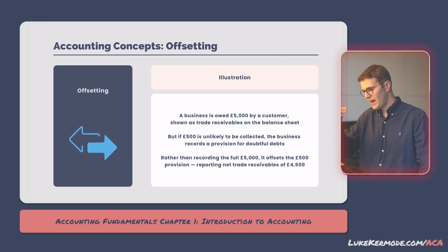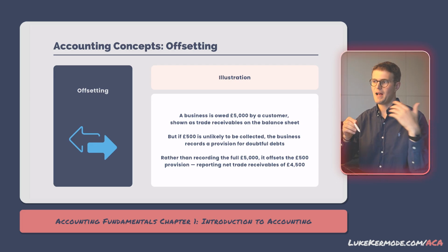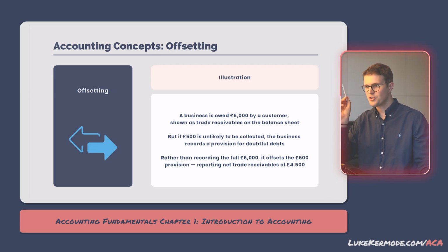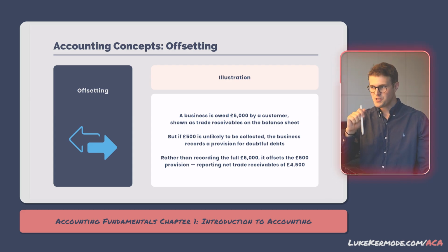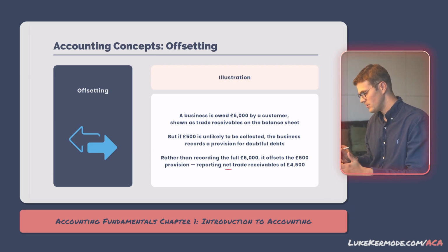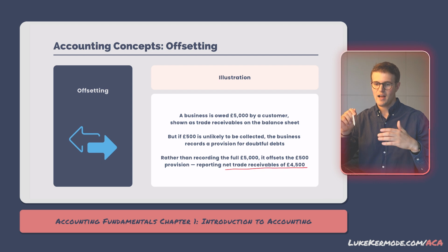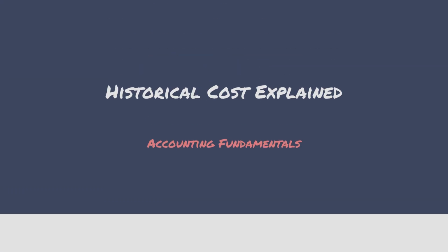So here's a quick example of how offsetting works in accounting. Imagine a business is owed £5,000 by a customer. This would be recorded as trade receivables, but the company expects that £500 of this might not be collected. So rather than showing the full £5,000 and then separately listing the £500 allowance, the business may offset the two amounts, reporting a net trade receivables amount of £4,500 on the balance sheet. This kind of offsetting helps keep the balance sheet a bit more clear and a bit more focused, but it's only allowed when accounting standards specifically permit it.